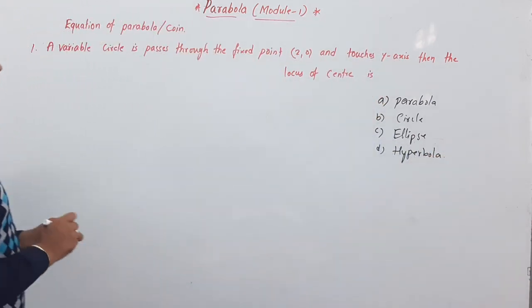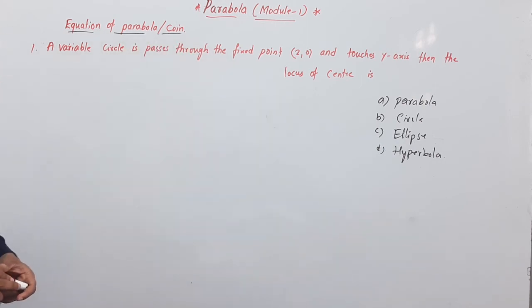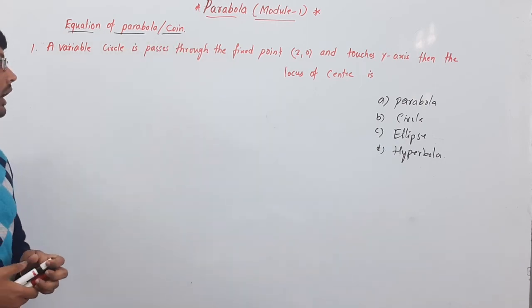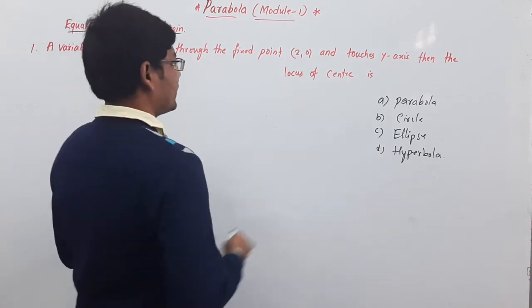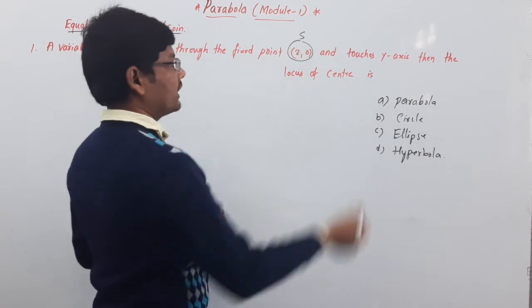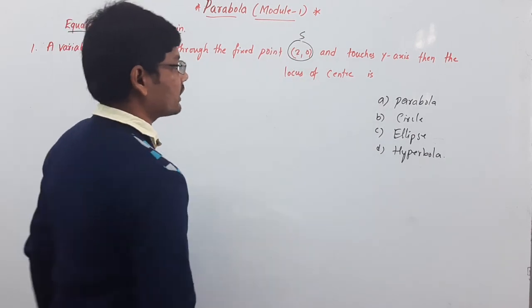Here the question is related to the topic equation of parabola or conic. A variable circle passes through a fixed point, which is nothing but the focus S, and touches the y-axis. Then we need the locus of the center.